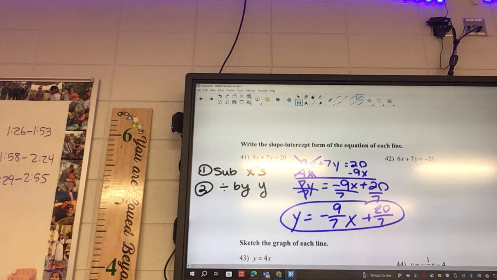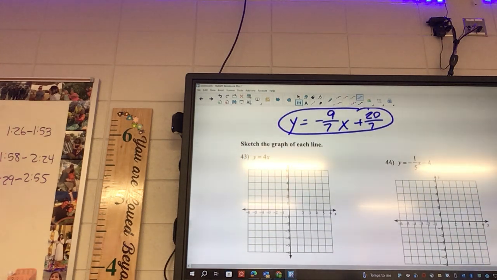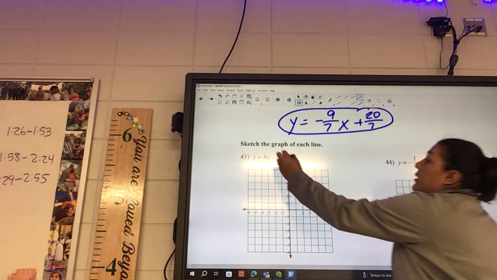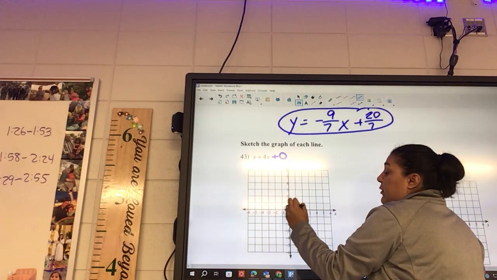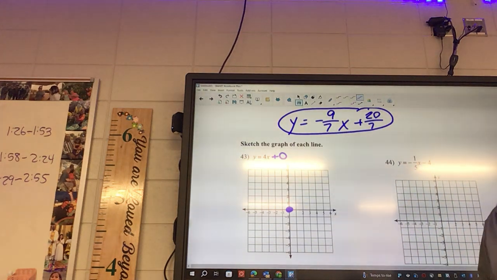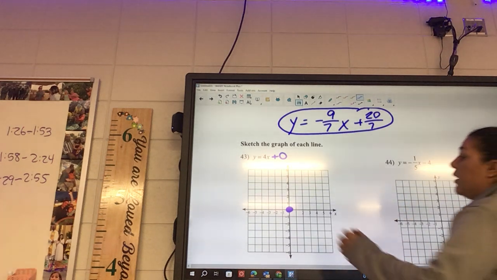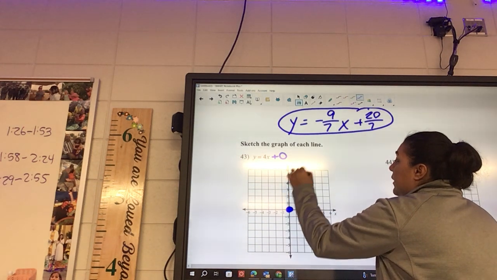Okay, 43 says sketch the graph of the line. So it needs to be in slope-intercept form in order for us to graph it. So we start with the b. So in this case, it says y equals 4x. Is there a b? There's no b piece, so what is the b if there's no b? A 0. Okay, so put a 0 here, and that's what we're going to plot first. So we go to 0 and put the dot. Then I'm going to go up 4 and over how many? Over 1. So up 4 over 1, and I need a positive line, so it's going to be right here.